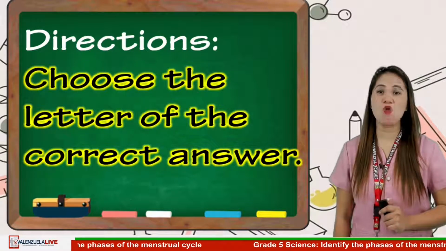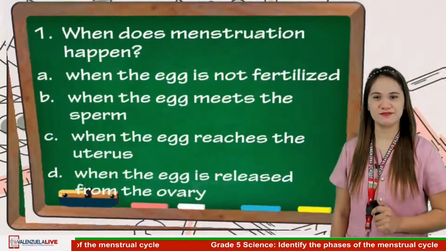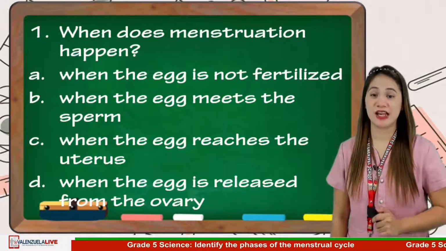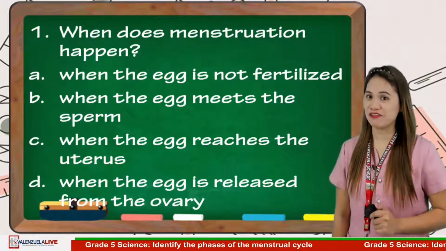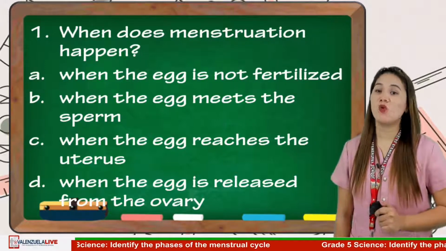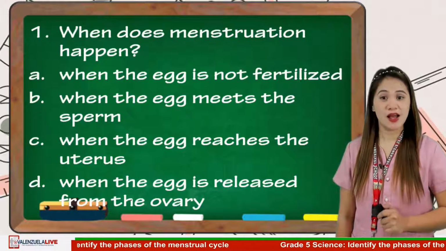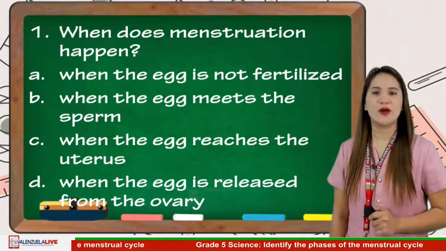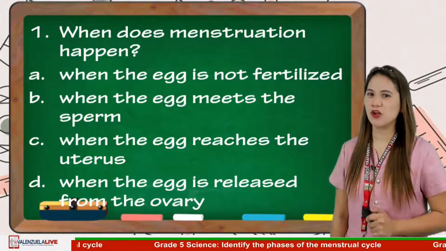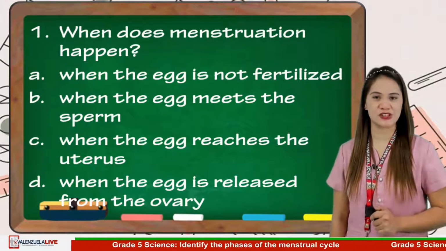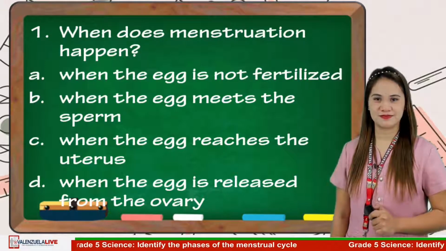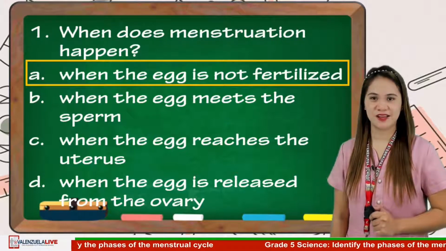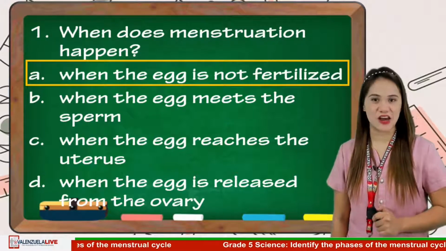Okay, number 1. When does menstruation happen? Letter A, when the egg is not fertilized. Letter B, when the egg meets the sperm. Letter C, when the egg reaches the uterus. Or letter D, when the egg is released from the ovary. What is the correct answer? Let's see if your answers are correct. The correct answer is letter A.